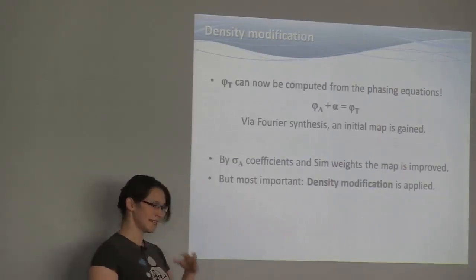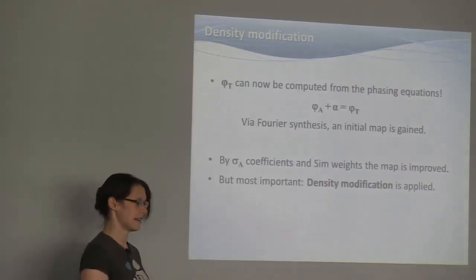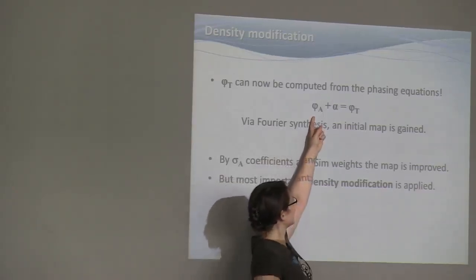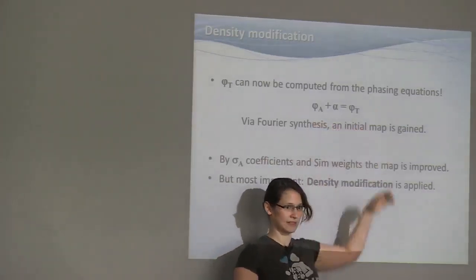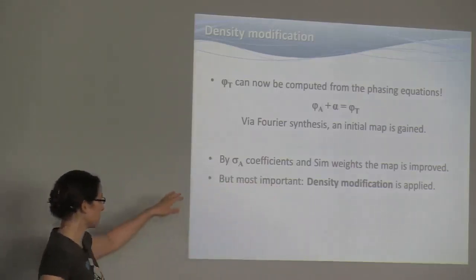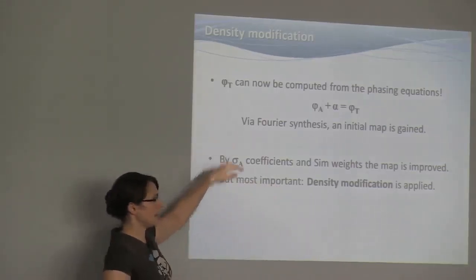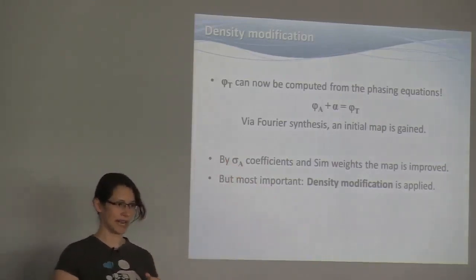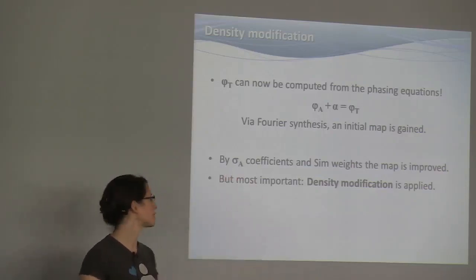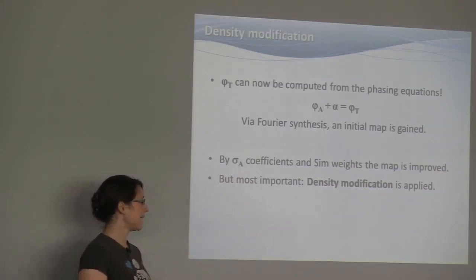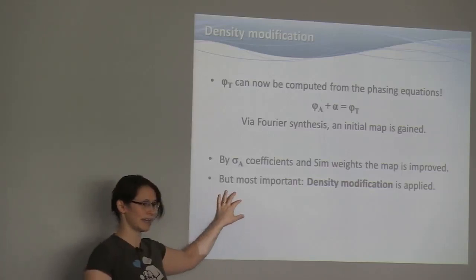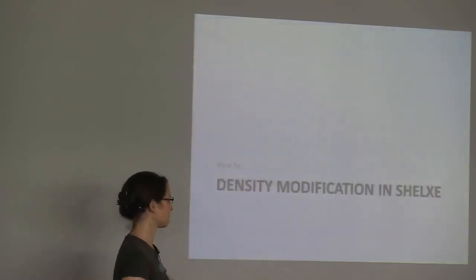Now, having done this for the strong reflections with large anomalous differences, we can now calculate the total phase, the so-called initial phase after substructure determination. And via Fourier synthesis, we can get an initial map. We want to do this twice because we don't know our handedness yet, once for the substructure and once for the mirrored substructure. We also use Sim weights and sigma A coefficients to improve the map, but most importantly, we now need to apply density modification.